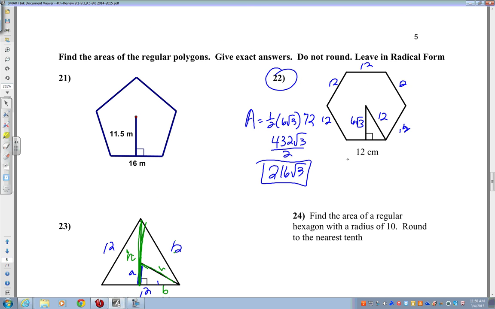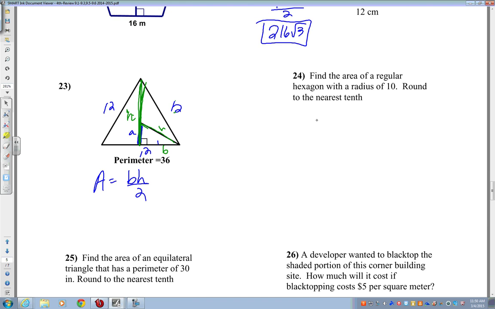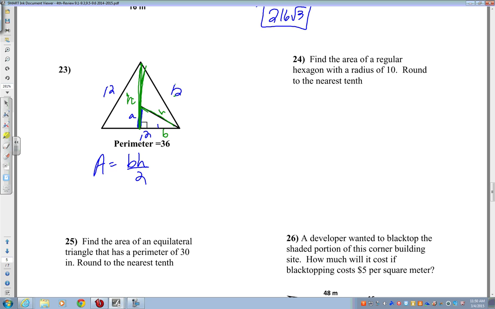Look at this triangle right here. 12? Yes. So your height is 6 root 3. So basically you're doing 12 times the 6 root 3, and then you're taking half of the answer. Take half of that. 36 root 3 would be your area. 36 root 3.